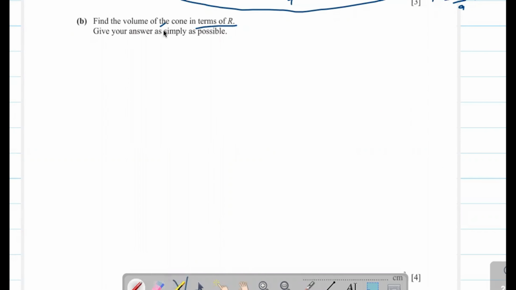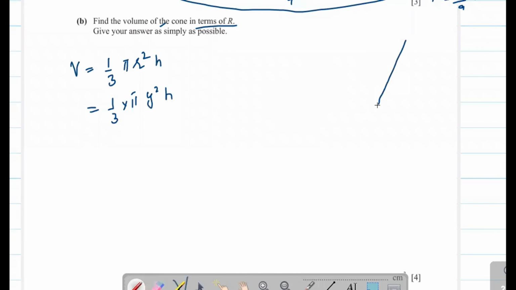Now in the part B, find the volume of cone in terms of r. Give your answer as possible. The volume of cone is equal to 1 over 3 pi r square into h. Now here the radius of the cone is y. Now we write it y square into h. Now we have to find y.